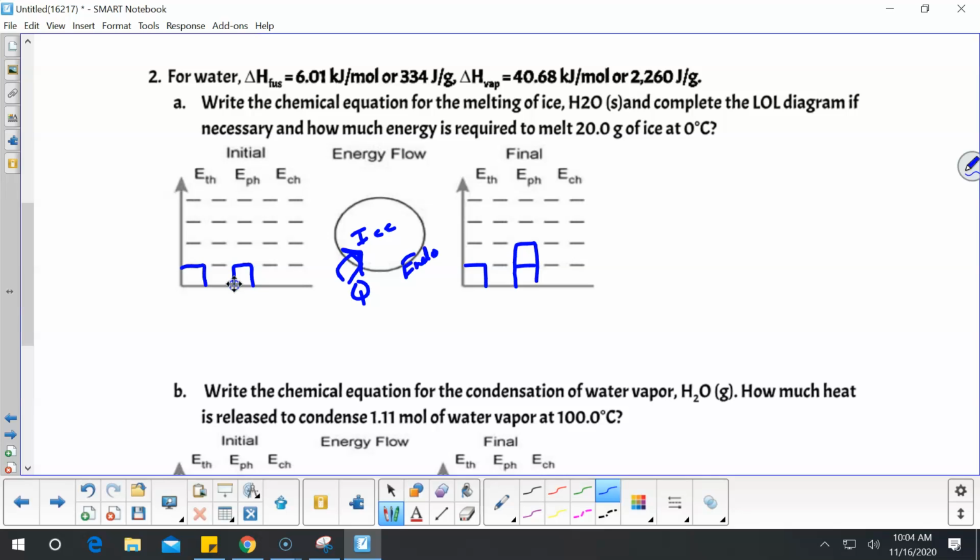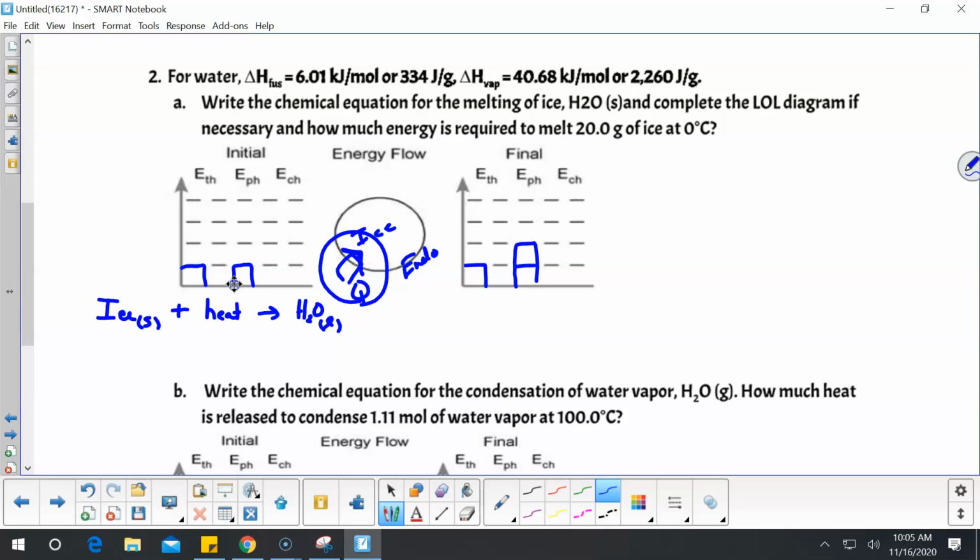So this means if I was to write my equation, aren't I starting out as ice, as a solid? It's going to absorb, right here I'm saying that, heat, and it's going to become water. That is a liquid now. Here's my equation. You can take it right off of the LOL diagram.